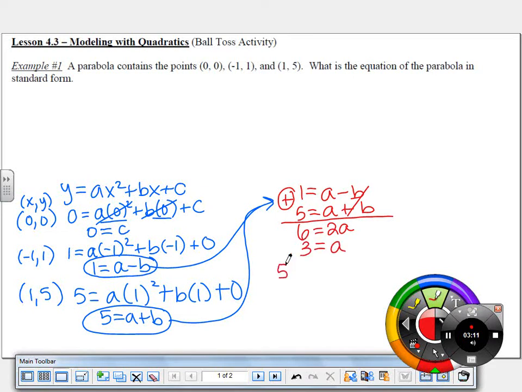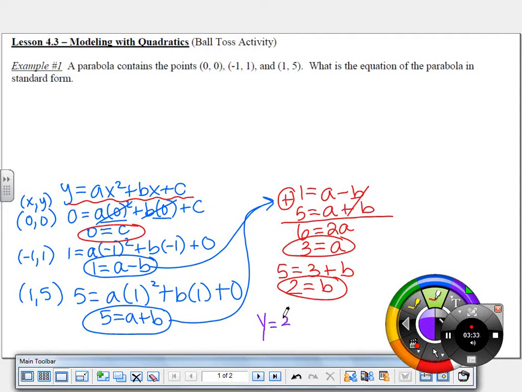And then I could plug that a value into one of the equations to solve for b, which would come out to be 2. Now, my job was to write an equation of a parabola in standard form, so I need to go back to this equation and use my c value, my a value, and my b value to write my final answer, which is going to be y equals 3x squared plus 2x plus 0, or I don't need to write the plus 0. So that's my final answer for my equation.